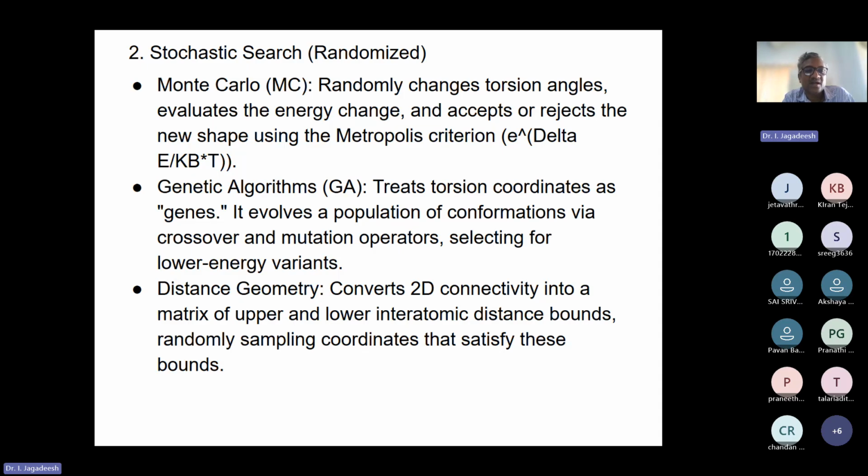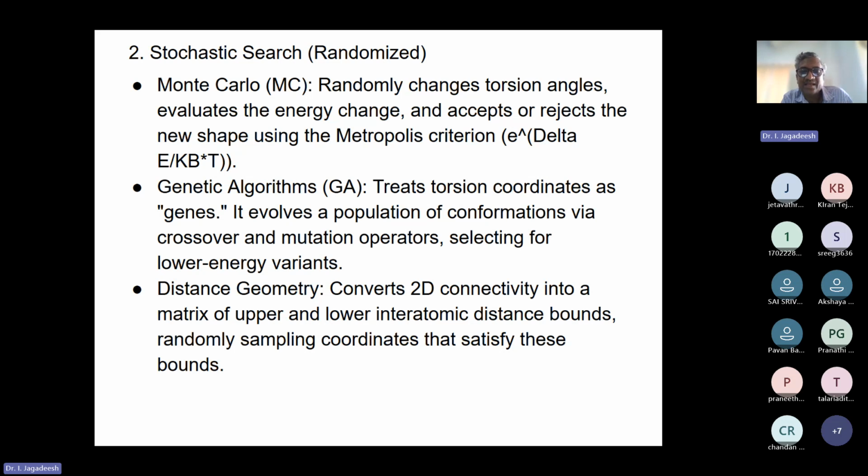So the third one is the distance geometry. The distance geometry converts the 2D connectivity, the bond angles and bond lengths, into a matrix of upper and lower interatomic distance bounds. So when you change the angles, you are going to change your interatomic distances and bonds also.